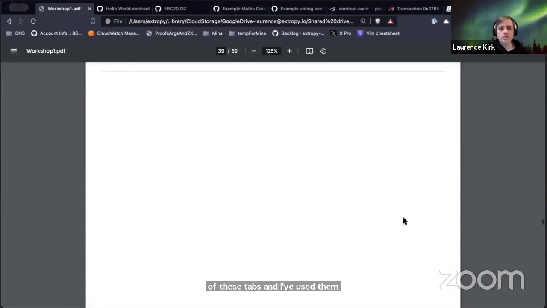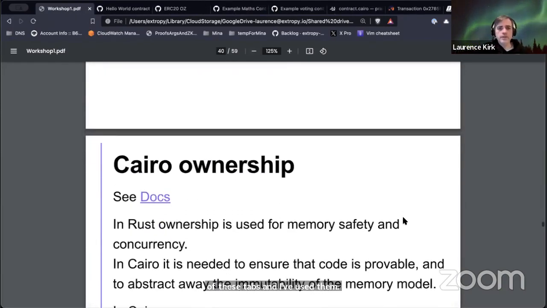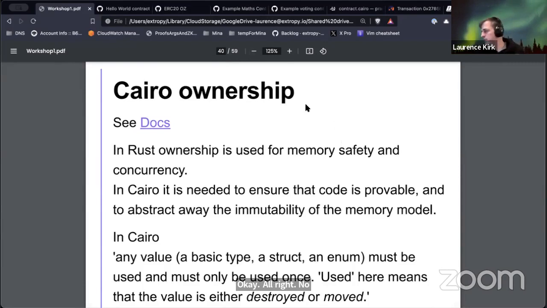Okay. Now, ownership. This is an area of Rust, and if you're new to Rust and haven't come across this, I would recommend having a look at it because it's one of the areas of Rust that is quite different to other programming languages, and it's often quite hard to get your head around when you first encounter it. So it's worth spending a little bit of time. The reason we have this concept in Rust is for memory safety and to allow concurrency to happen easily.